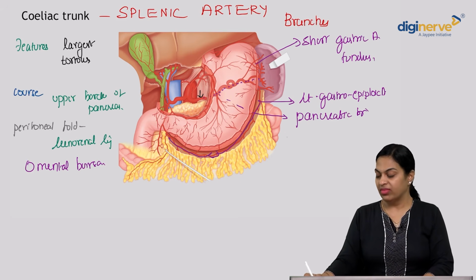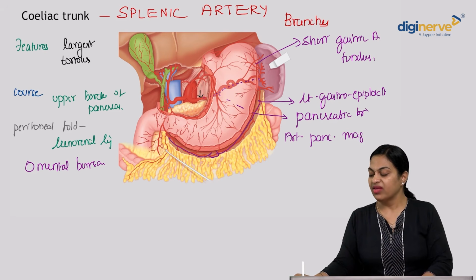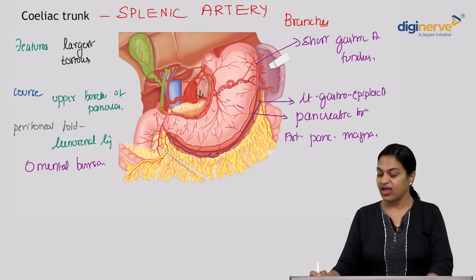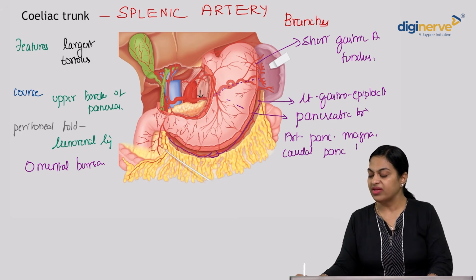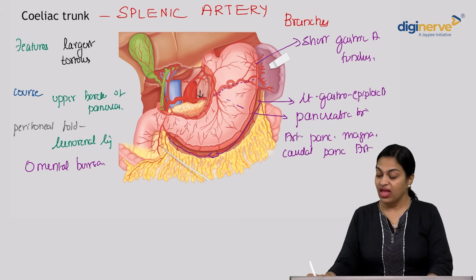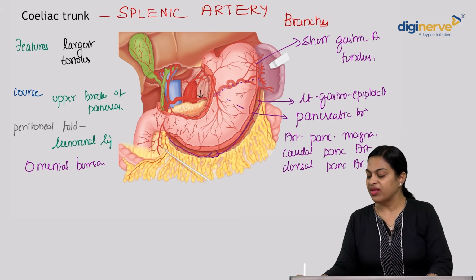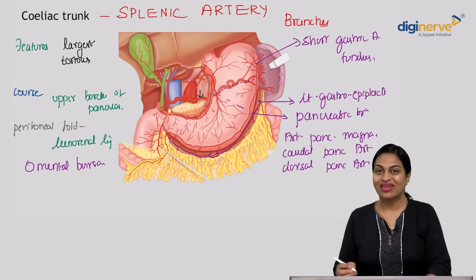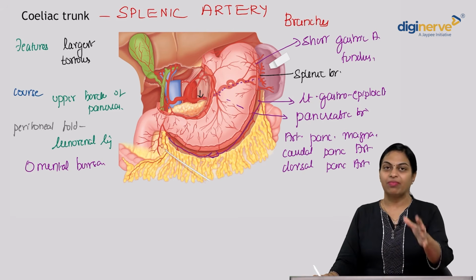A few of them: the arteria pancreatica magna is one larger branch that accompanies the main pancreatic duct. Then we have the caudal pancreatic artery that supplies the tail of the pancreas. And there's one more, the dorsal pancreatic artery, that supplies the posterior surface of the pancreas. Not to forget, the splenic artery gives rise to the splenic branches that supply the spleen.